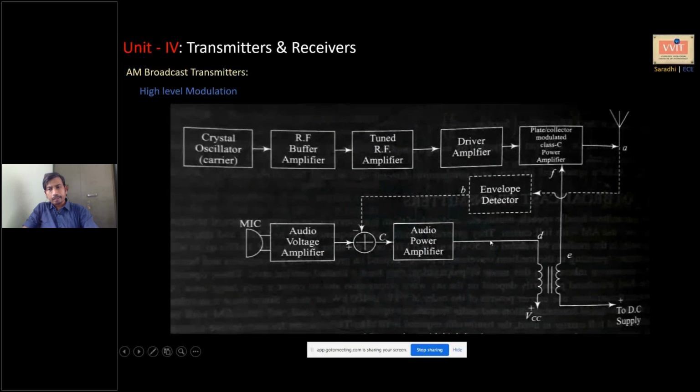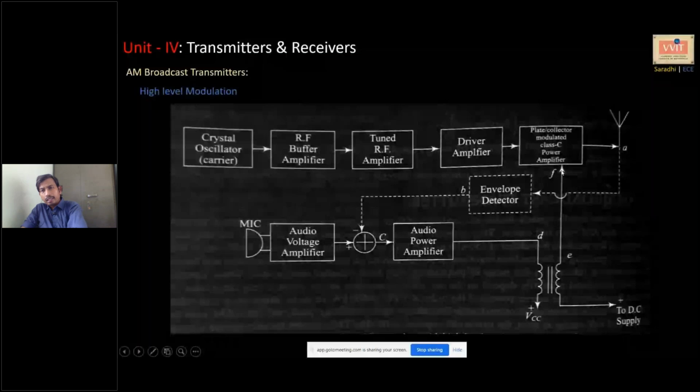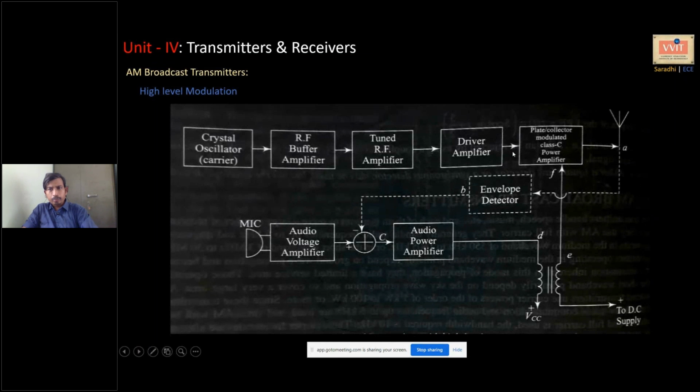After all these things, this may be generating harmonics, so we have a tuned circuit. With the help of a transformer, your message signal of prescribed bandwidth will be given as one input to the modulator, which is another class C power amplifier, and the other input is the high power carrier signal. So it is modulated, and the modulator output is simply radiated via this antenna.